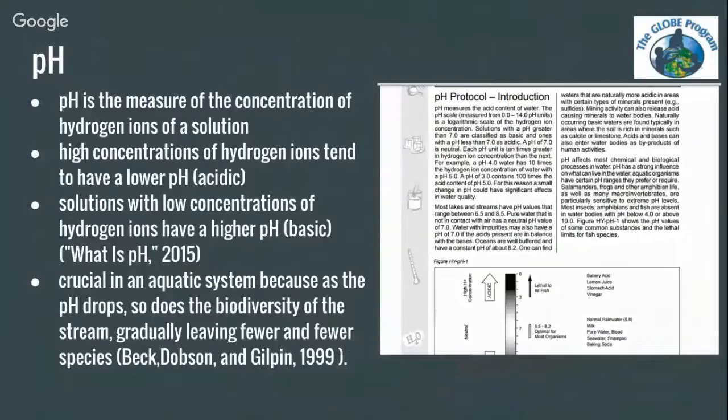pH is the measure of the concentration of hydrogen ions in a solution. pH values of 7 are neutral and are good for stream life. Low pH values are acidic, high pH values are basic, and these levels can be harmful to organisms in the stream.